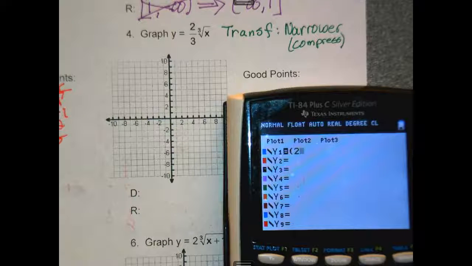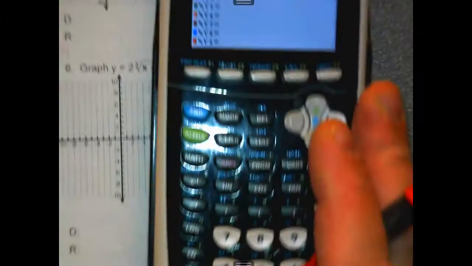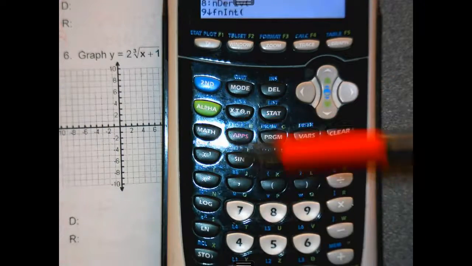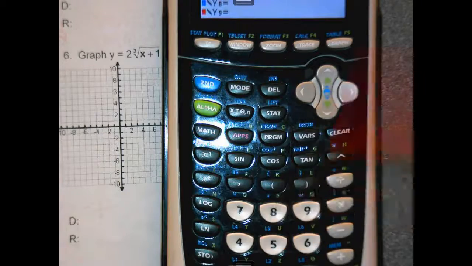2/3. 2 divided by 3. Does everybody remember how to put the cube root in there? Math, number 4, puts my cube root in there. We're putting x in, close parenthesis. The cube root. Okay, so I hit the math button and number 4. Okay, it brings the cube root up in there.